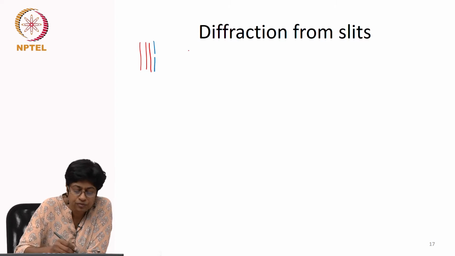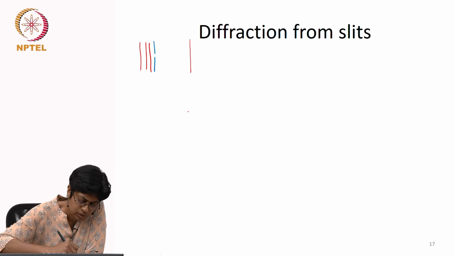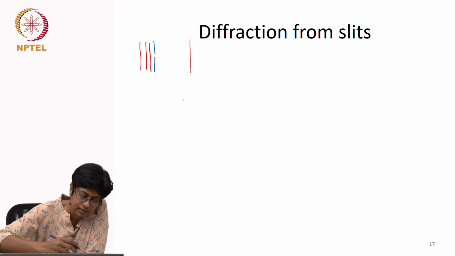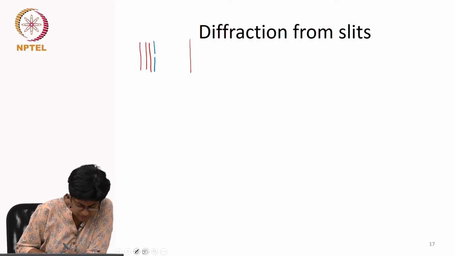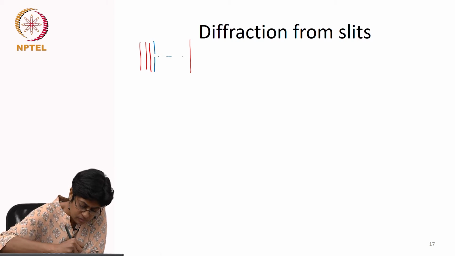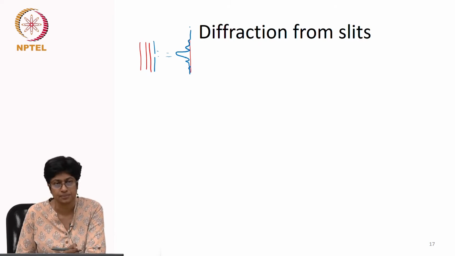is small enough, on a plane over here, if I look at the intensity distribution, I'm not going to get one sharp region with shadow on either side, but instead I'm going to get something like this. Something like this.